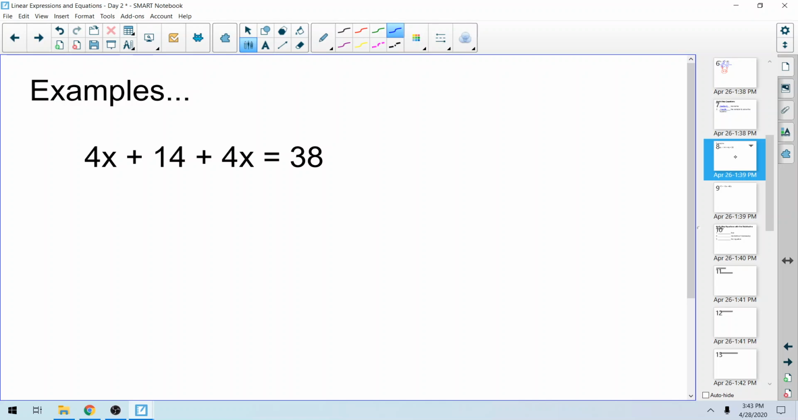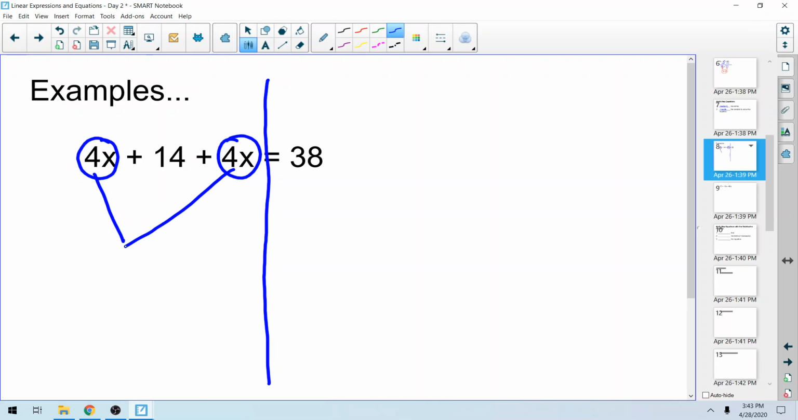So, step one, combine like terms. On the left side of the equation, okay, here's your equal sign. Kind of think of them separately. On the left, I have a 4x and a 4x. I can combine those, 4x plus 4x, 8x. Now, if you look at your 14 and your 38, yes, they're both constants, but they're on different sides of the equation, so don't touch them.